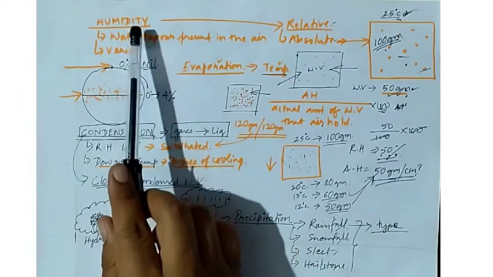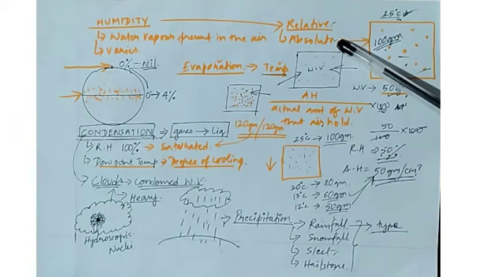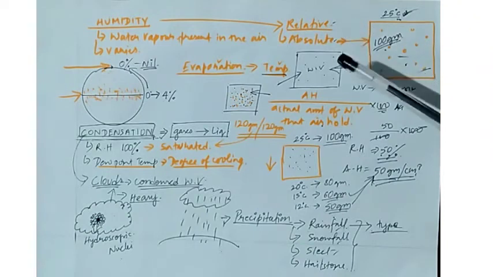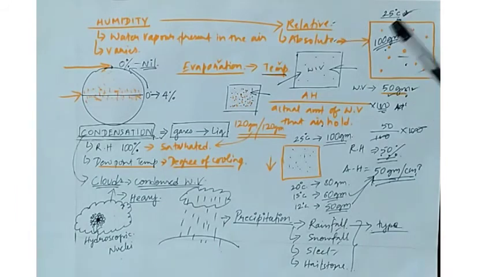Now, another thing, humidity is of two types, students. One is the relative humidity and another one is absolute humidity. Now, let us discuss the different types of humidity also: absolute humidity and relative humidity. First, I'll discuss the absolute humidity.